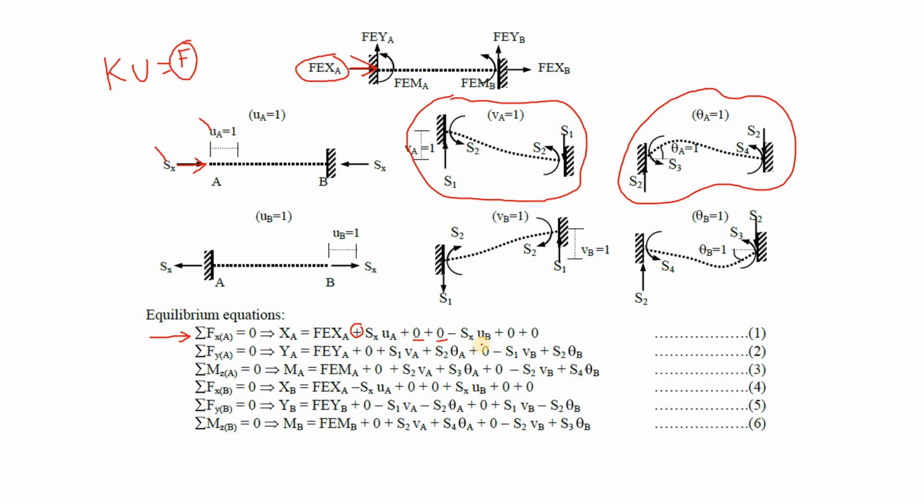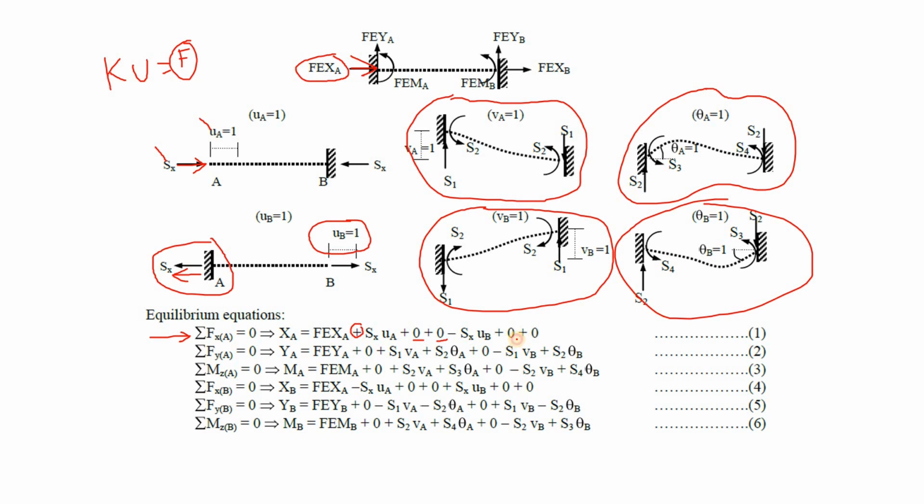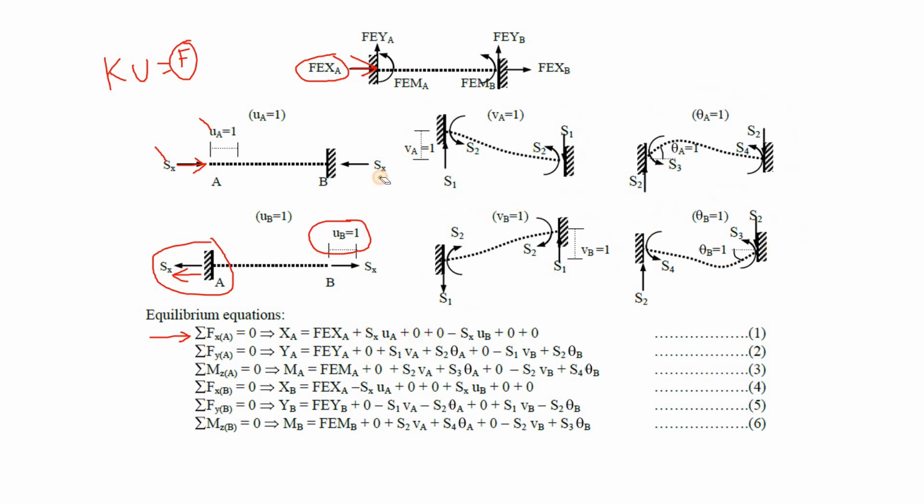And right after that we have minus Sx UV, because the Sx at A joint in this part is facing the negative direction, and the displacement here is UV. So Sx UV is negative because it is in the negative direction. Right after that, this figure does not have any x component, neither does this one, that is why there are 2 zeros there. So we have developed one equation. Let me erase all this and continue on to the next equations.